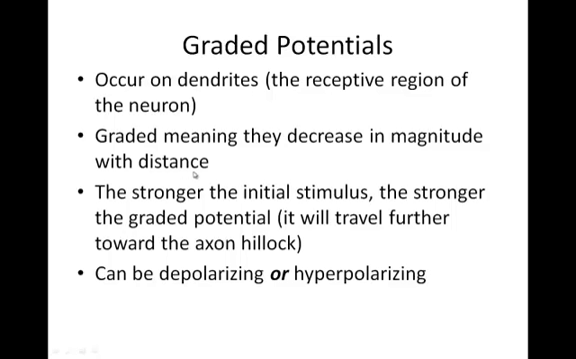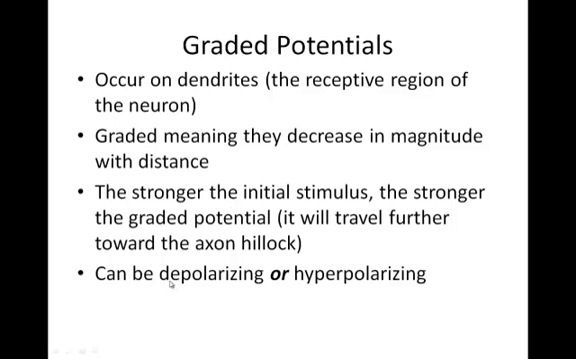Action potentials can go on forever. Graded potentials cannot. What determines how far graded potentials go is how strong the initial stimulus is. If the initial stimulus is strong, the graded potentials will travel further. Their goal is to get to the axon hillock, because if they get all the way there, they're going to create an action potential. So that's what we want: these graded potentials to reach the axon hillock.